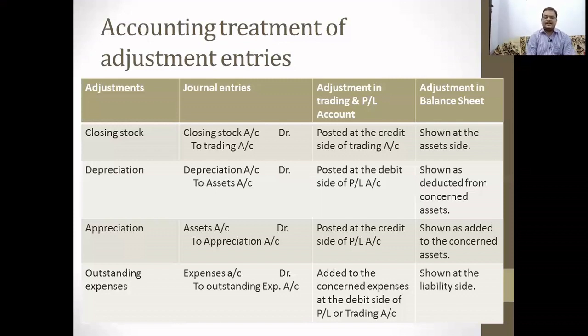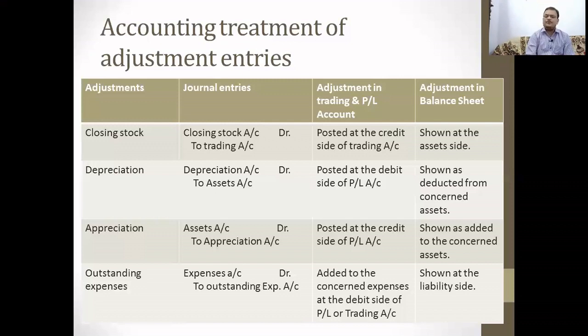So the journal entry passed is depreciation account debit to assets account, and we show that particular amount of depreciation at the debit side of profit and loss account, and again we show it as deducted from that particular asset on which depreciation is charged. Like depreciation on machinery, the company charges 10% depreciation on machinery.